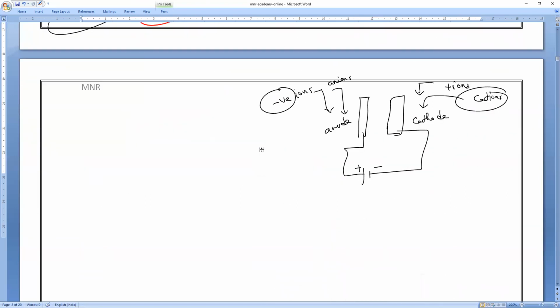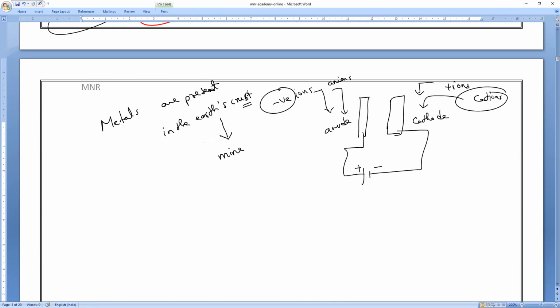Now, are these metals present directly? No. Where are they present? From the introduction on the extraction of ores, you might remember, they are present in the Earth's crust. They are present deeper inside the earth not directly as metals, but in the form of minerals.